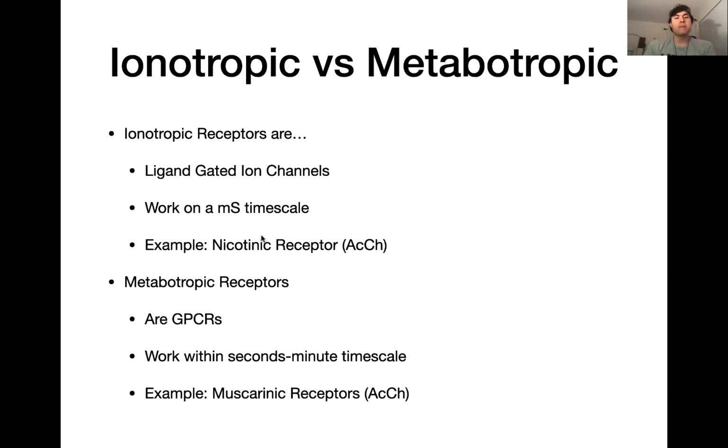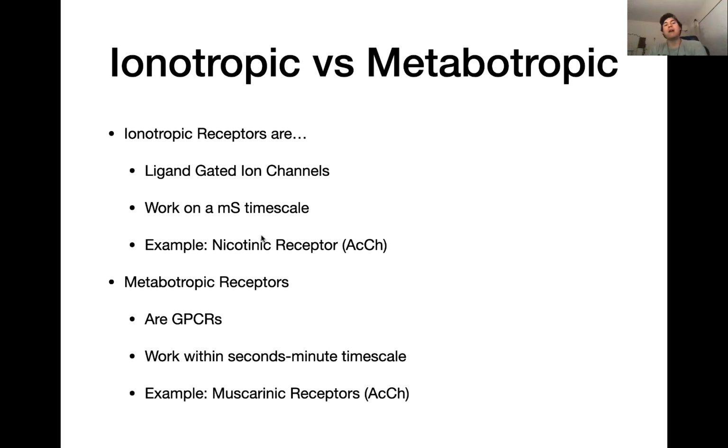The second type of receptor are the metabotropic receptors. And metabotropic receptors are G-protein coupled receptors. Now, because G-protein coupled receptors take a longer time in order to initiate their signal, they tend to work within a second to minute time scale. And a prime example of this are the muscarinic receptors, which also bind to acetylcholine. And there's generally 3 different types of muscarinic receptors, and we'll go through most of them in future videos.